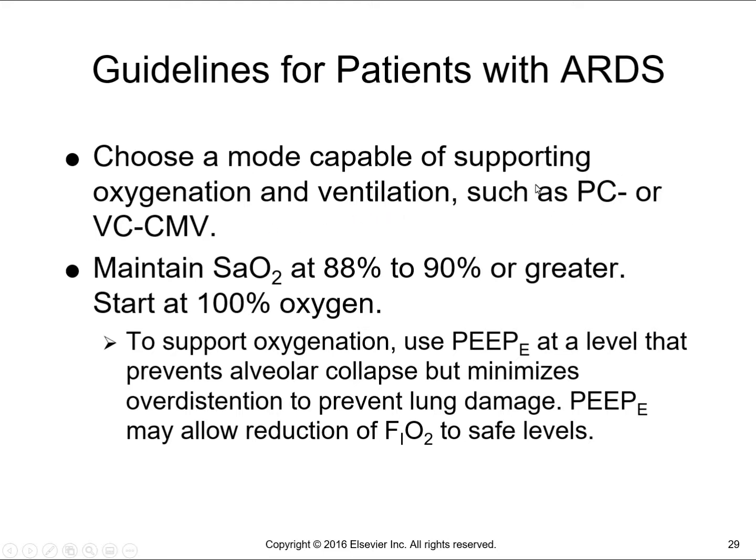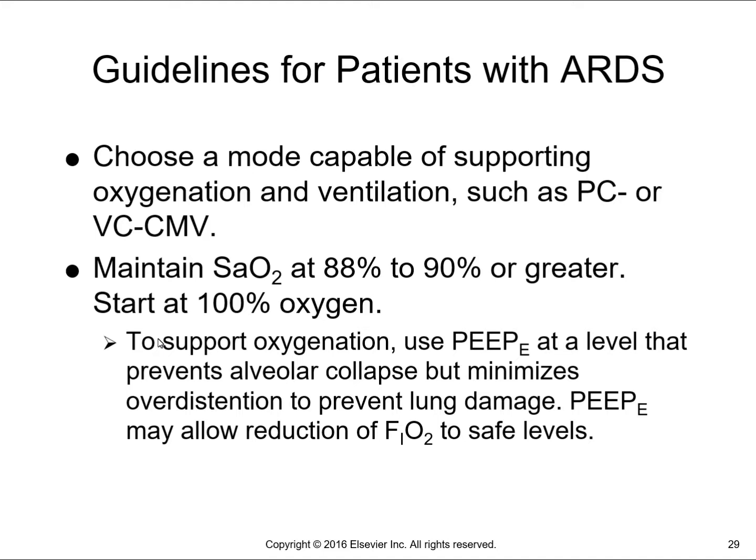Most likely we want to control the pressures because we don't want to cause barotrauma, or any type of pneumothorax. All right, so again, we want to keep the SATs greater than most likely 90%. And with ARDS, they say to start at 100% oxygen. You want to hyperoxygenate them because they're not getting enough volumes, okay, because the lungs are stiff.